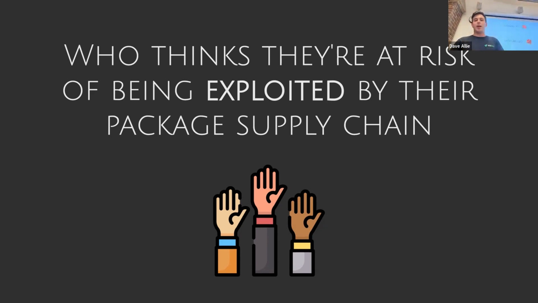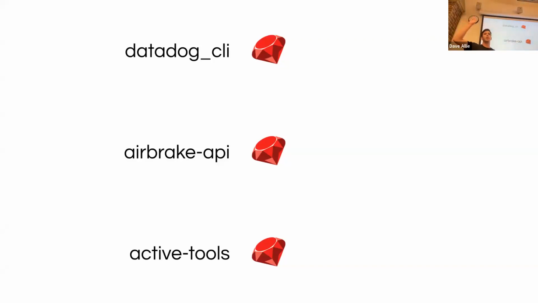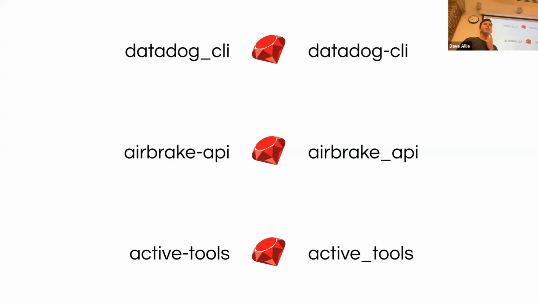Cool. So who's heard of these gems before, by show of hands? Okay, some people. Datadog is a reporting tool. Airbrake is an error reporting tool as well. Active Tools is just another Active Support gem. Who's heard about these gems?